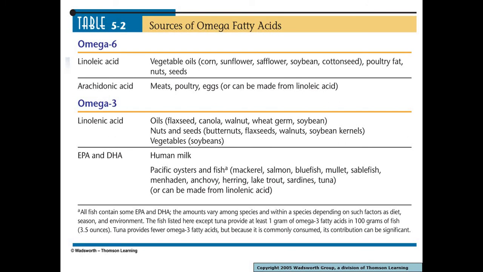Here we have the sources of omega fatty acids. These are the common omega fatty acids. We have linoleic and arachidonic, which are omega-6, and for omega-3, we have linolenic, EPA, and DHA.